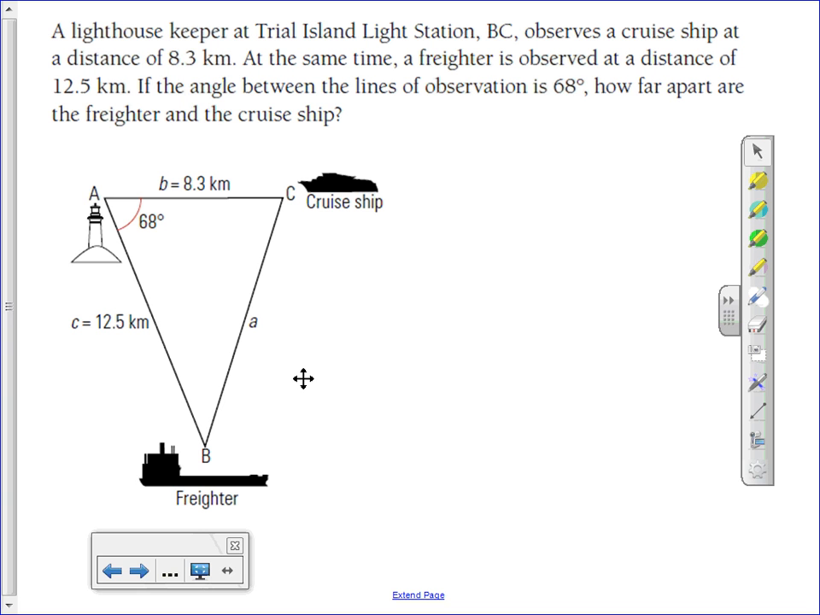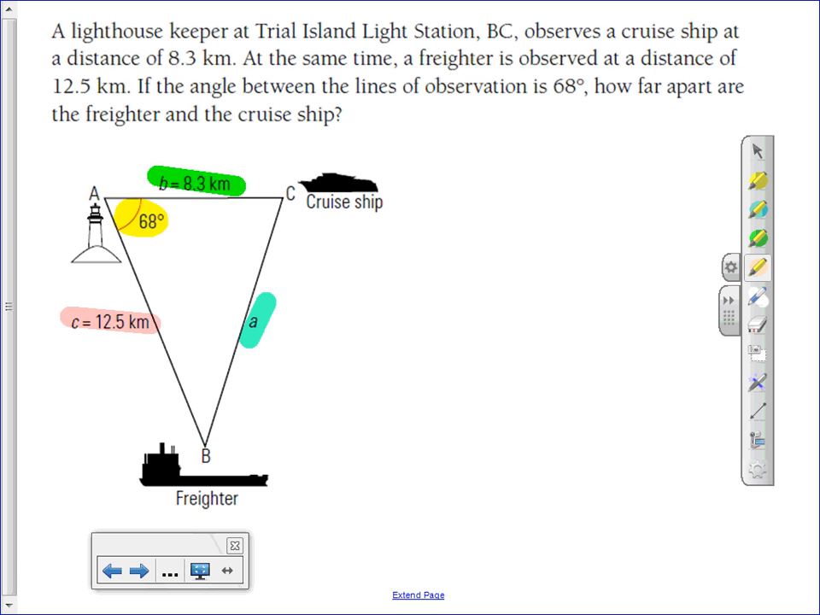So here's an example of one that we could use this on. We have a lighthouse and then two ships. One's a ship, one's a freighter that hauls stuff. And we see the angle that we know is from the lighthouse to both of those, but we don't know the side opposite it. What we do know is the sides that surround the angle.